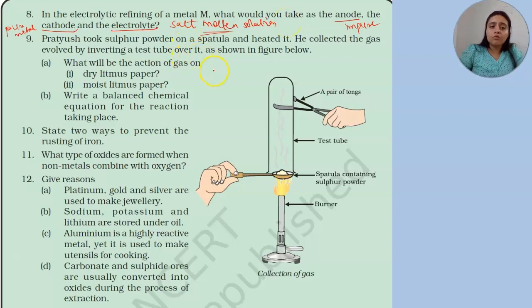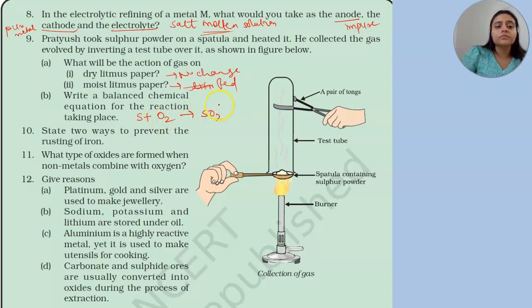Pratyush took sulfur powder on a spatula and heated it up. He collected the gas evolved by inverting a test tube over it. It is shown dry litmus paper. It will have no change, okay, and moist litmus paper is going to turn red. Write a balanced equation for the reaction taking place. So we already know that sulfur powder is going to react with oxygen because it's burning, heating up, right? So it will give out SO2. And when the moist litmus paper means there is water, right? So it will give out H2SO3.